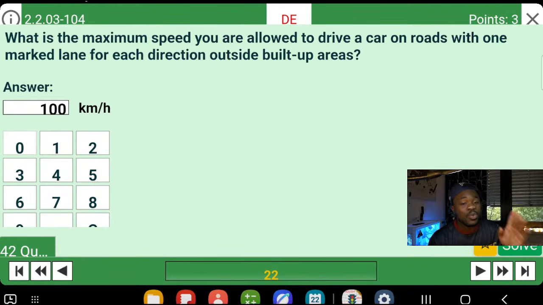So on a road like this with one marked lane for each direction outside the built-up area, those roads are called Bundesstraße, or federal roads. In English we say federal road, in German we say Bundesstraße. On such roads, we are only allowed to drive a maximum of 100 kilometers per hour.